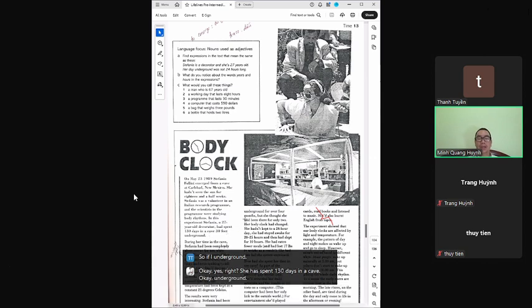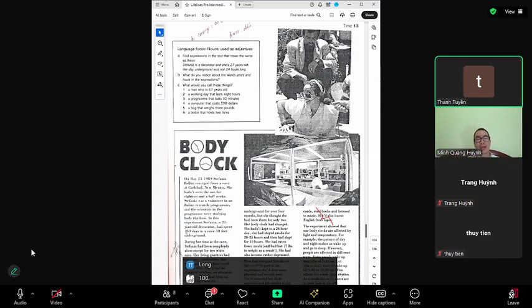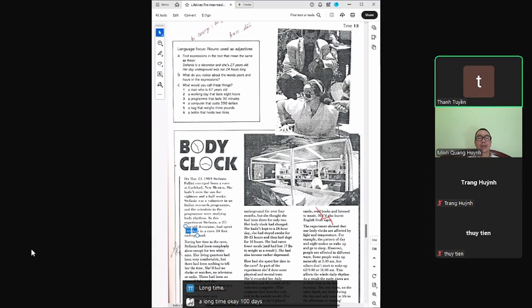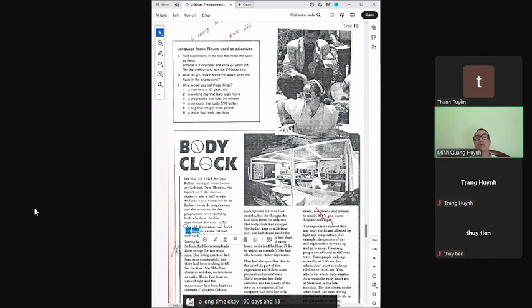Is that a long time or a short time? A long time. A long time, okay. 130 days. How many months is that? Over 4 months. Yeah, more than 4 months. So she has spent, okay, more than 4 months in the ground, okay.